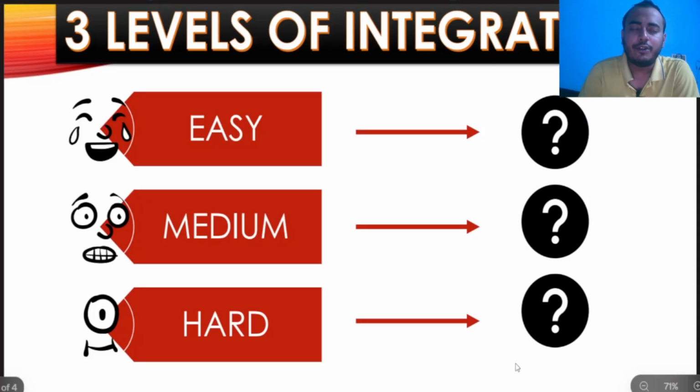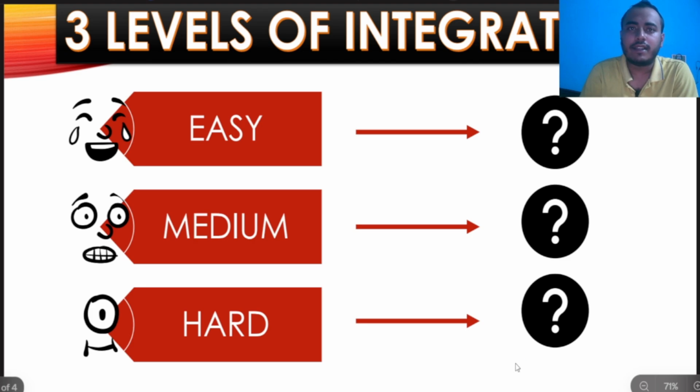Welcome, and today we will be seeing three levels of integration problems. We will have easy, medium, and hard level problems, and let's see how much difficulty these problems pose to us. So, do try it on your own for every problem. We will begin with the easy problem, we will then go to the medium, and then to the hard problem.